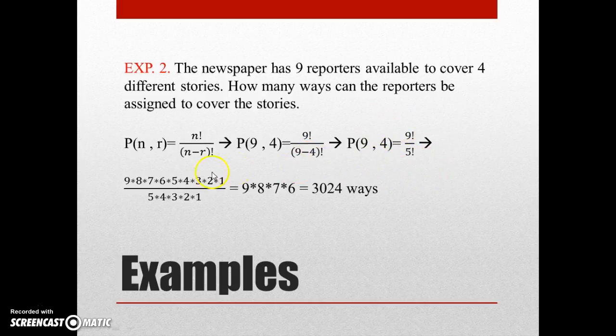Again, pulling it apart and expanding it, we get the product of 9 all the way down to 1 over the product of 5 all the way down to 1. And again, all these cancel out, and we're left with 9 times 8 times 7 times 6, which calculates to 3,024 ways in which those reporters can be assigned to cover the stories.